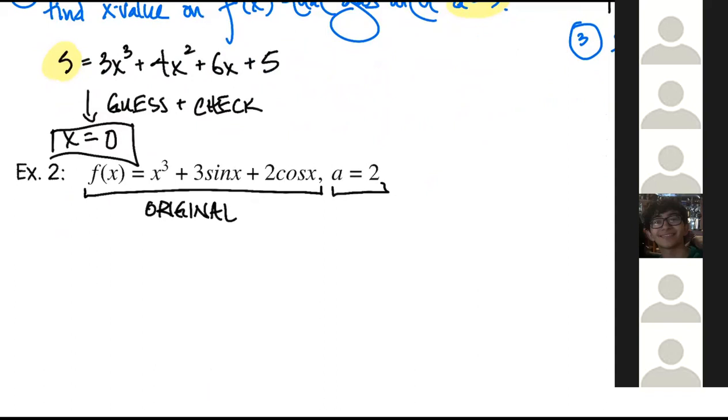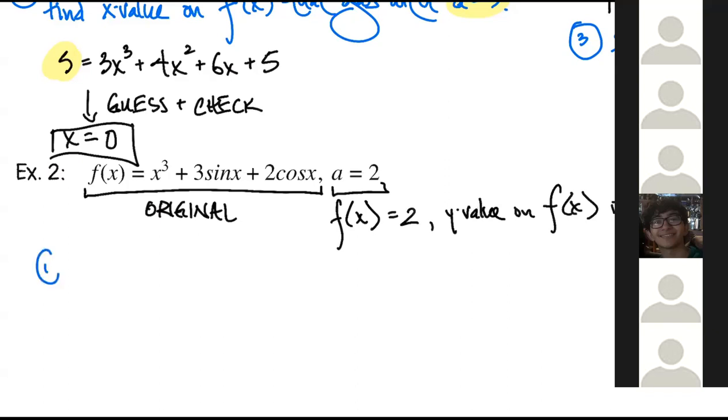The y value on f is 2. Good. So we could say that f of x equals 2, or we could say the y value on f of x is 2. Okay, good. And it's the x value of the inverse. Good.